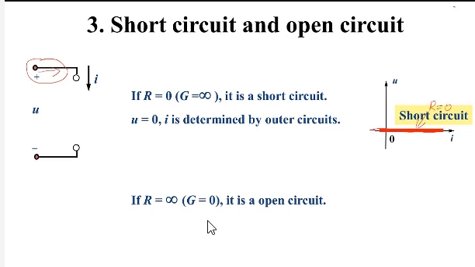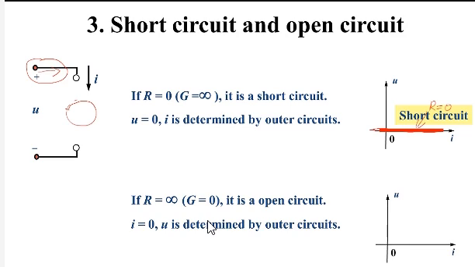On the contrary, if R tends to be infinity or G is 0, this is an open circuit. For an open circuit, there is no current, and the voltage is determined by the external circuit. So you can imagine what kind of characteristic curve it should be in the UI plane. Yes, the current is 0, but the voltage can be any value, so it must be drawn along the vertical axis. As we learned just now, the characteristic curve of the resistance has two limit points. Which limit point is associated with this curve? Right. It's the same as alpha equal to 90 degrees when R tends to be infinity.